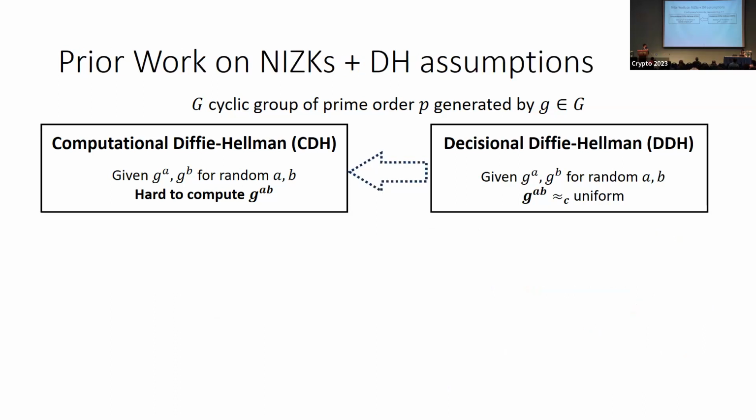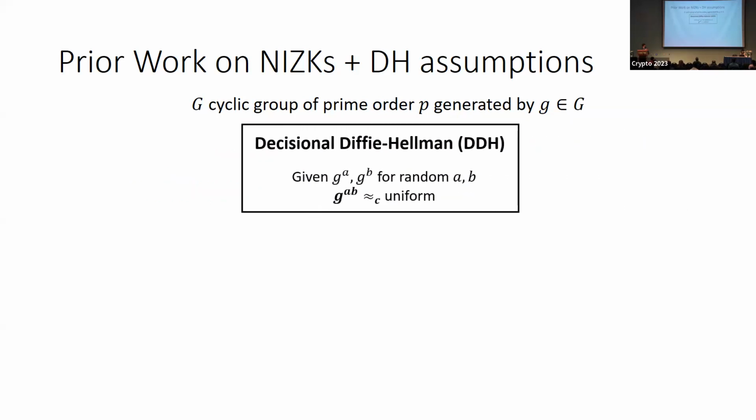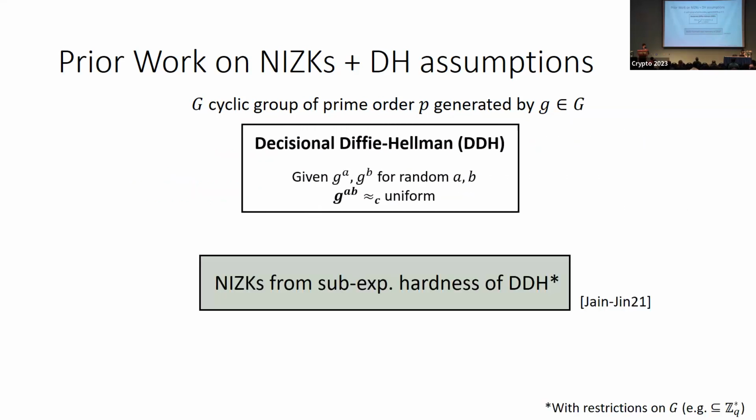Okay, so what happens in the world of NIZKs? What do we know? It turns out that from the Diffie-Hellman assumption, we actually know how to get NIZKs assuming the sub-exponential hardness of DDH with some restrictions on the groups. Looking ahead, in our main result we'll have similar restrictions. So NIZKs are good if you assume the stronger assumption of DDH.